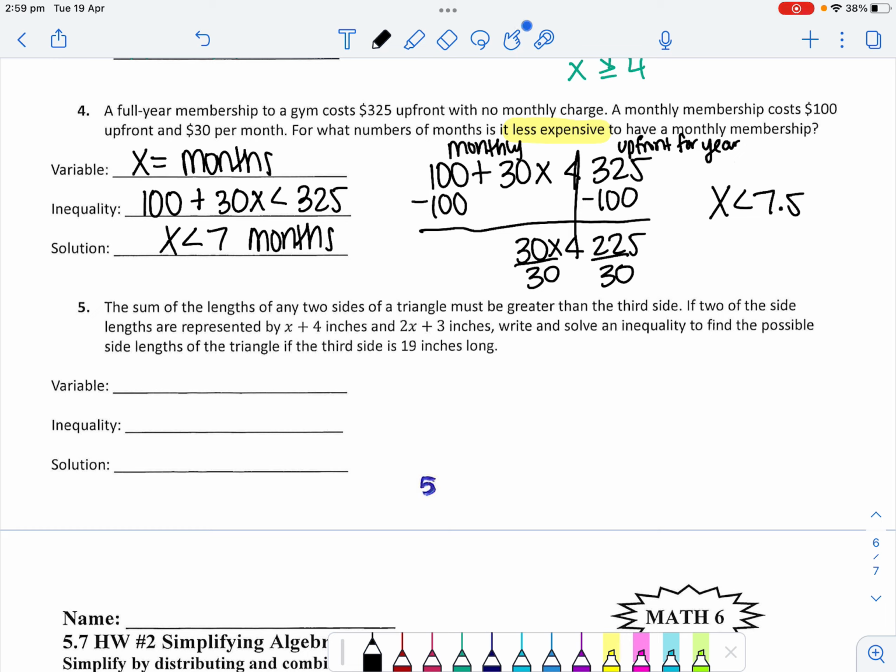Number 5 says the sum of the lengths of any two sides of a triangle must be greater than the third side. Okay, so the sum of any two lengths, so I'm going to add the two sides together, must be greater than the third side. So there's my inequality. If the two side lengths are represented by x plus 4 and 2x plus 3 inches, write and solve an inequality to find possible side lengths of the third side if the third side is 19 inches long. So this is going to be side length.